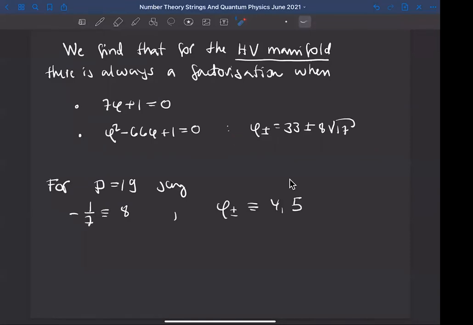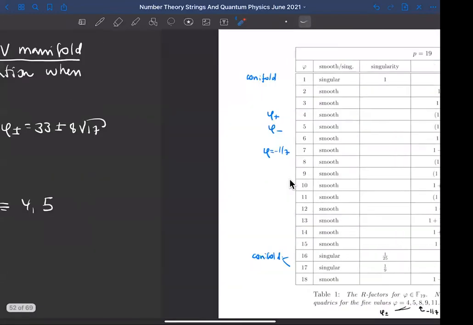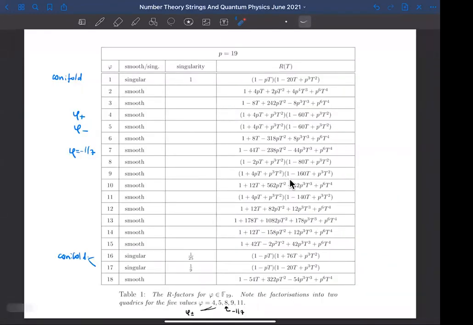So what we found is persistent factorizations in this case. Just as a sampling, for example, what happens for p equals 19? You compute the zeta functions for each prime. This is the example for p equals 19. This example is the conifold singularity that gives you a linear and a cubic, and a quadratic, sorry, so this whole thing is a cubic. Then you have these two splittings for phi plus and phi minus, which are 4 and 5 when p is 19.